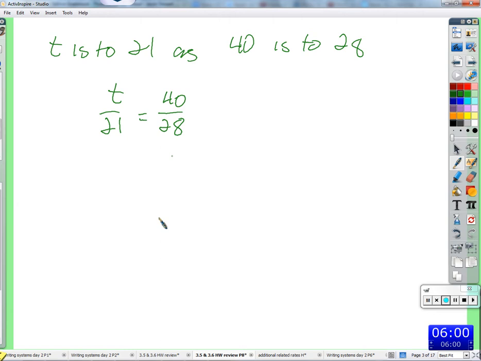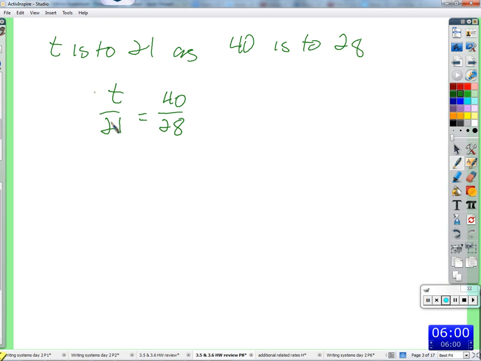T is to 21 as 40 is to 28. See, I can't say 21 times something is 28, or at least I can't do it easily. It's obviously 21 times some fraction. And actually what we wind up doing in solving the proportion in the way that we've learned is we're kind of figuring that out exactly. We're figuring out what 21 times what is 28, just not as directly as that.